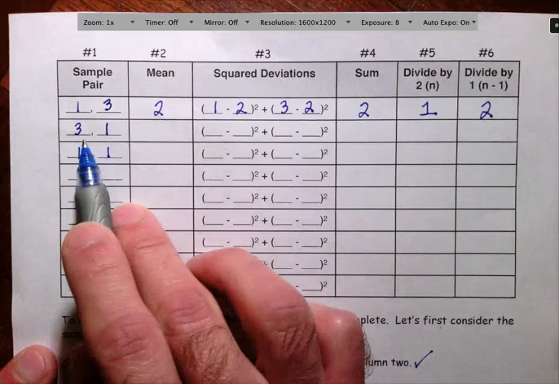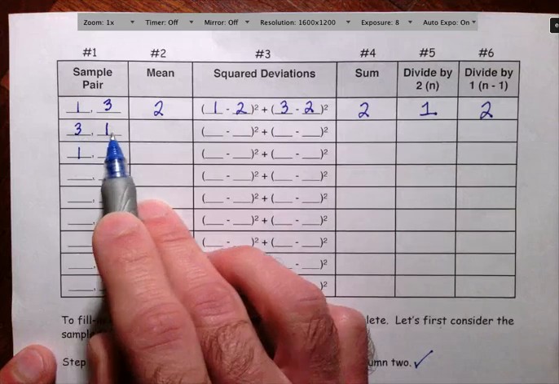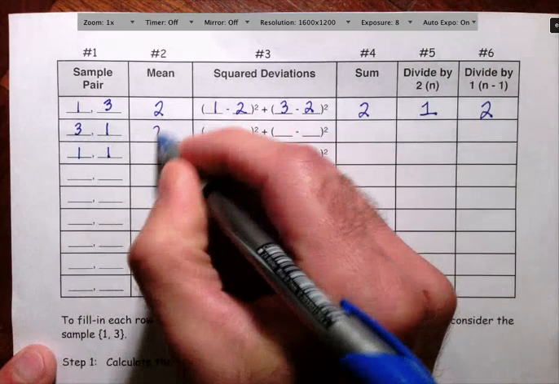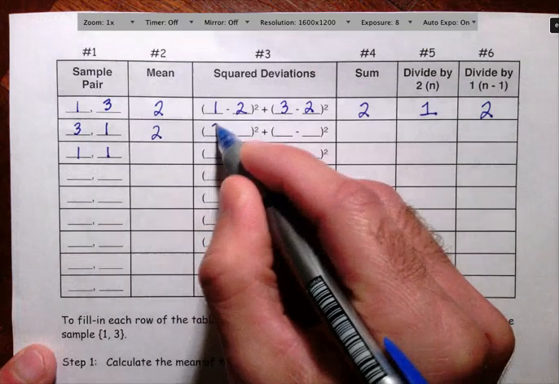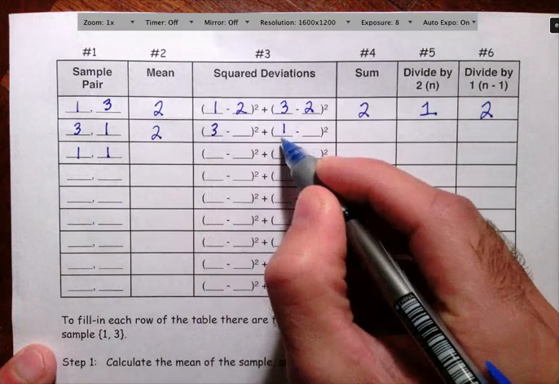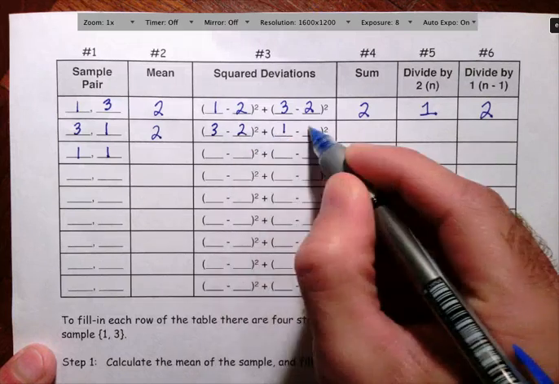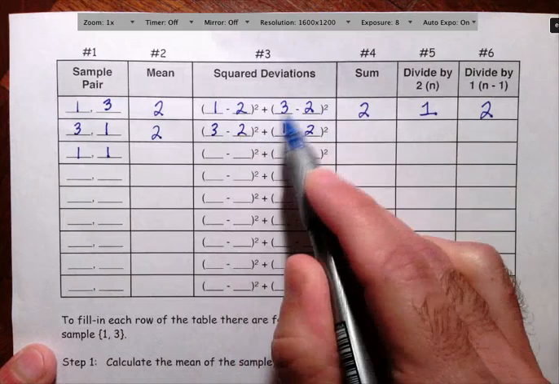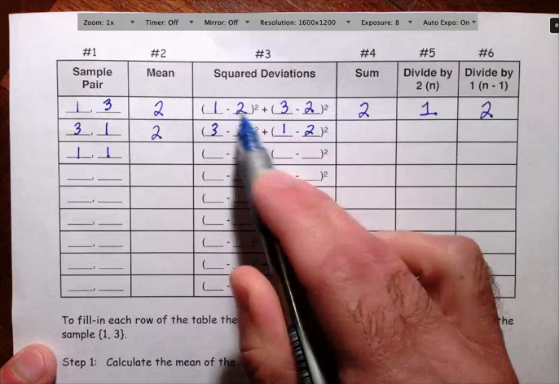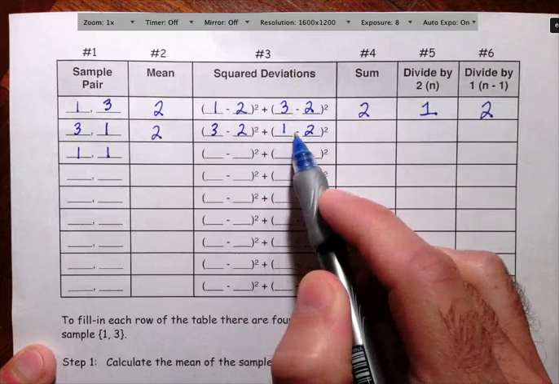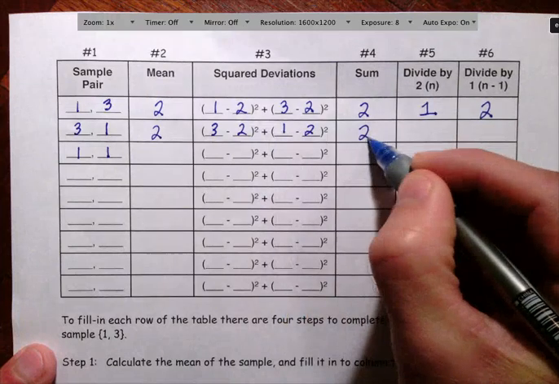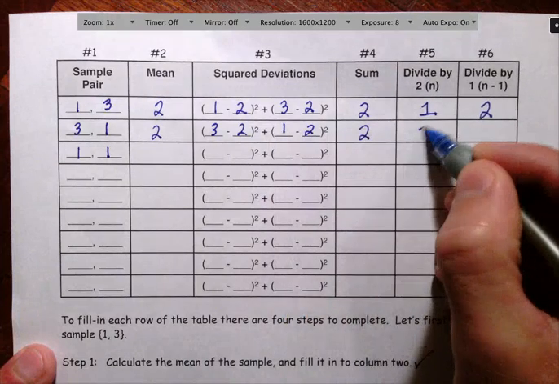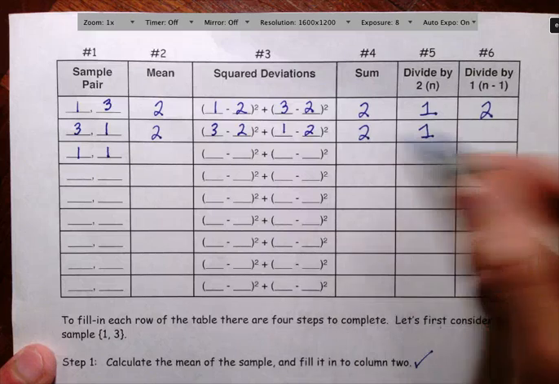Look at 3, 1, this sample pair. It has the same mean as 1, 3. And notice if you take the time to write the deviations, the observations are 3 and 1. The mean is again 2. Notice that you get the same deviations, they're just in a different order, as you did with the first sample pair. So you still get 1 plus 1. You still get a sum of 2. Dividing by 2, you get 1. Dividing the 2 by 1, you get 2.